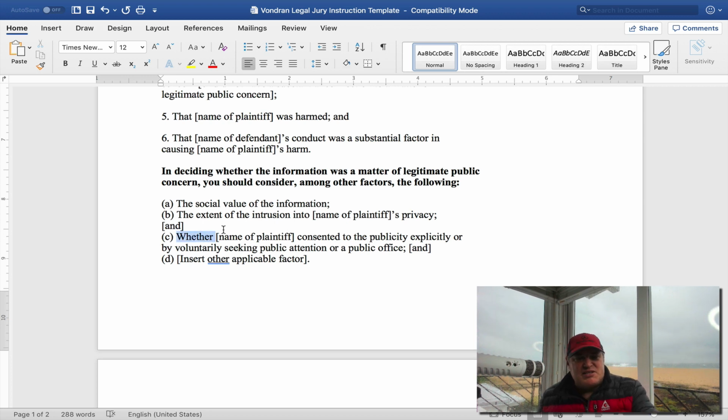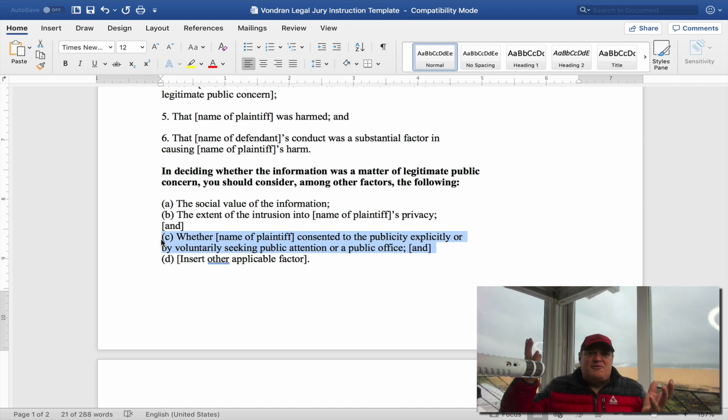Number C, subsection C, whether the plaintiff consented to the publicity. Consent can be a defense. By voluntarily seeking public attention or public office. Again, this is your public figures, and this comes out a lot in these privacy torts. Again, weighing First Amendment versus publicity, public figures, public officials, sports stars. These people are famous. They make money because of their fame. They sort of need the press. No press is bad press, right?